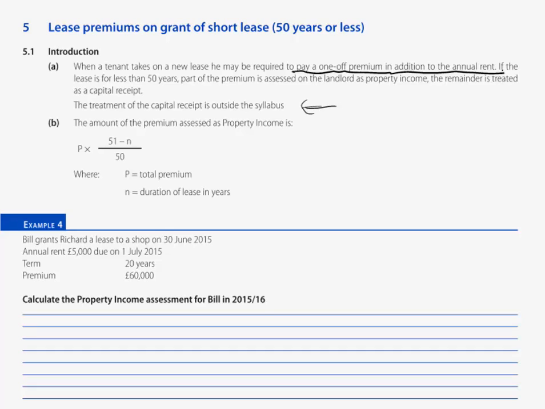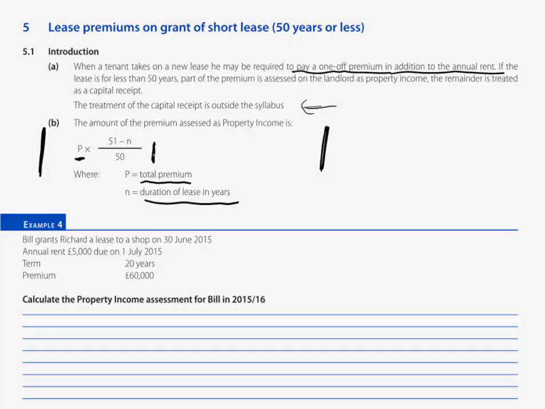So, if the lease, as it will be, is for less than 50 years, and I said it will be considerably less than that, no doubt, in the question, part of that premium assessed on the landlord is treated as property income. Now, what is that calculation? Well, here we go. This is what we need to learn. We take the total premium, that is the P in this calculation, and multiply by 51 years. Remember, a short lease is one of 50 years or less. So we go 51 minus n, n being the number of years of the lease, over 50.